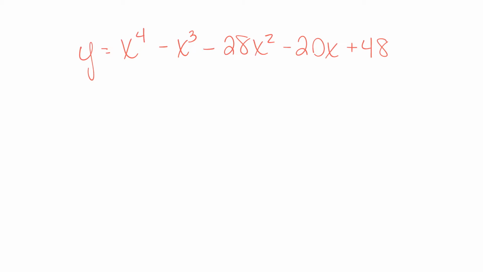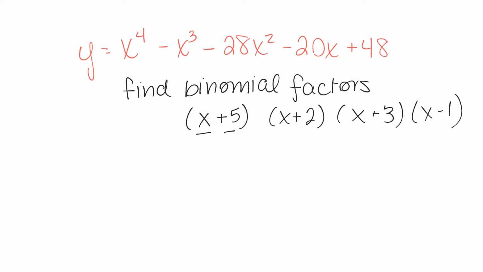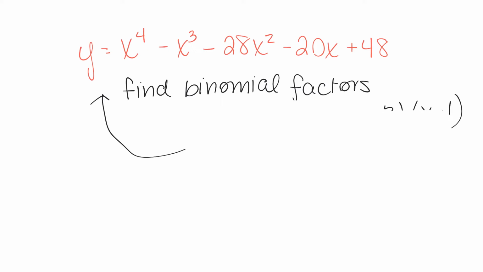If I tell you to find binomial factors, what I'm looking for are the factors that are like this, x plus 5 or x plus 2. These are binomial because they have two terms, and we know that when we have like 4 of these, if we multiply them together, it'll give us a polynomial. Now, I just made these numbers up, so those aren't them. But that's the format we're looking for. So that's what we're after.